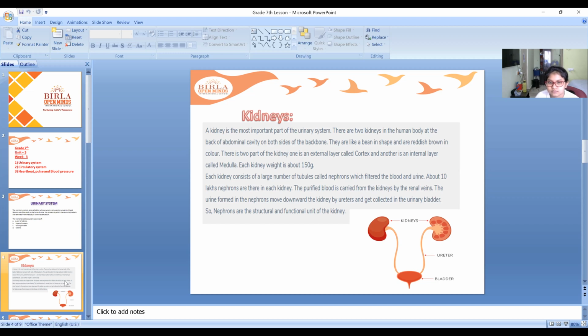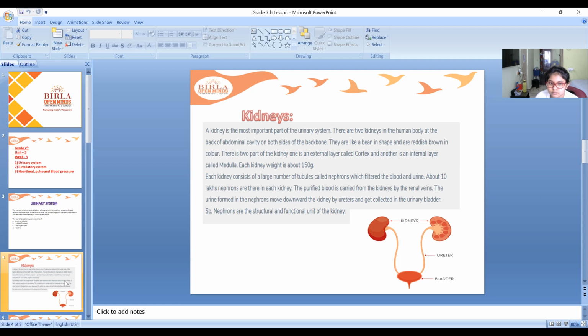So now talking about the kidneys. Kidneys play an important role in excreting the liquid waste. They are at the back side of the abdominal cavity on both sides of the backbone. They are shaped like a bean. Can you recognize its shape? They are reddish brown in color, and there are two parts of the kidney. One is the external layer called cortex, and another is the internal layer, which is called medulla.